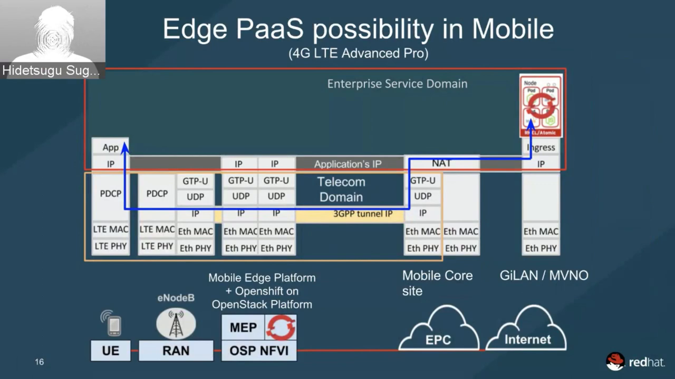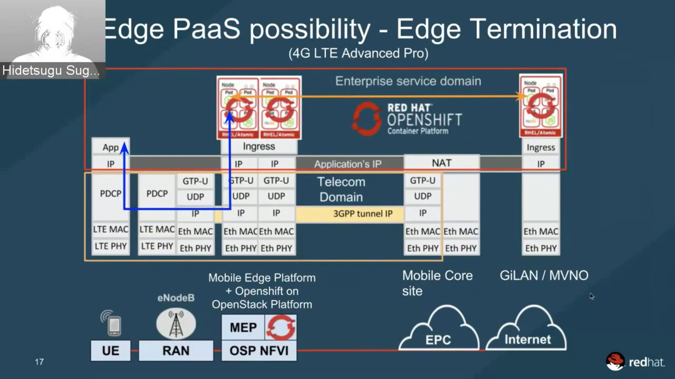So OpenShift container platform can receive the user application traffic at the GiLAN or MVNO. This is the current feasible solution, but the GiLAN and MVNO in the 4G mobile are not a real-time service because they are far from the radio access network in most of the cases. So what we are trying is in this diagram for edge computing service in 4G radio access network, MEC server should be deployed in line and mobile edge platform should be transparent to the GTP and run the traffic offload function without impacting the mobile core network once mobile edge service has been applied.